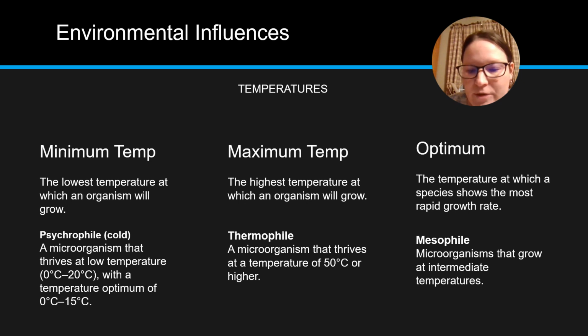Optimum is the temperature at which they grow their best. And the mesophiles are microorganisms at intermediate temperatures that grow best at intermediate temperatures. So they may be somewhere in between the minimum and the maximum. But anyway, we can look at the psychrophiles as cold, the thermophiles as hot, and the mesophiles as just right.